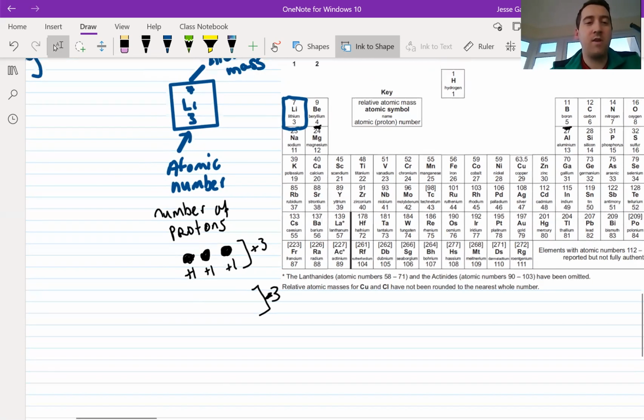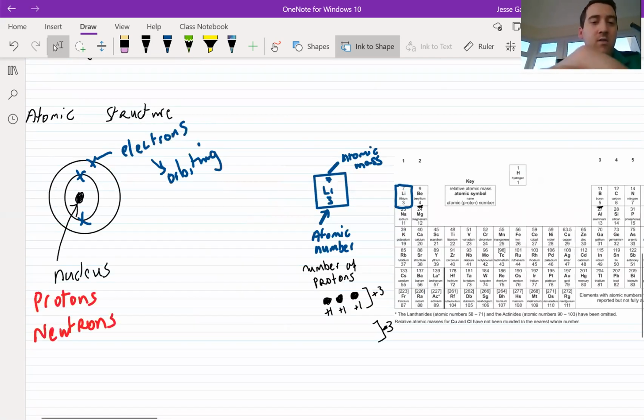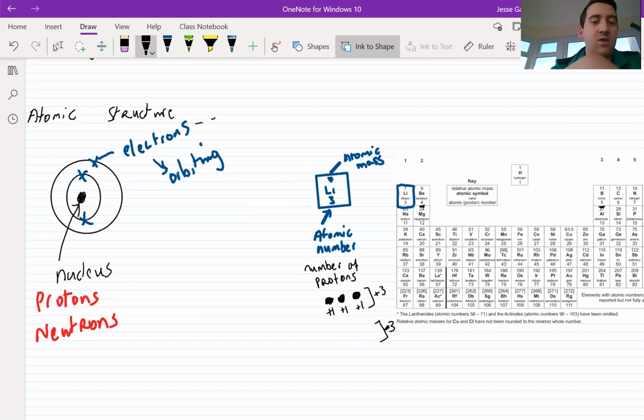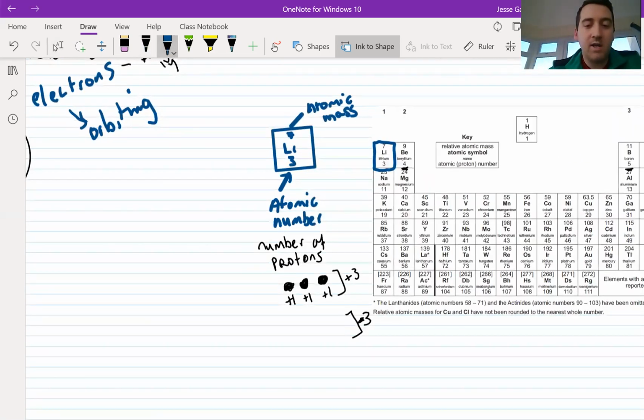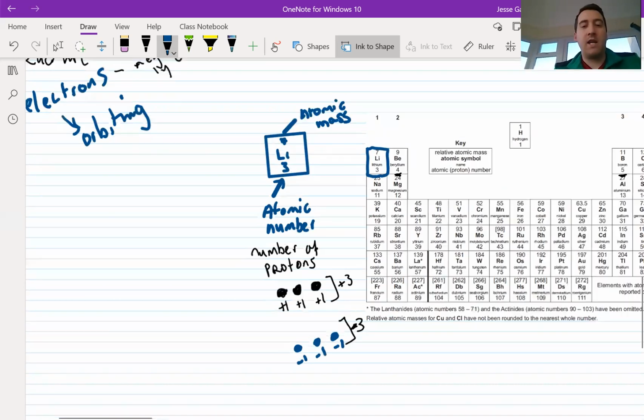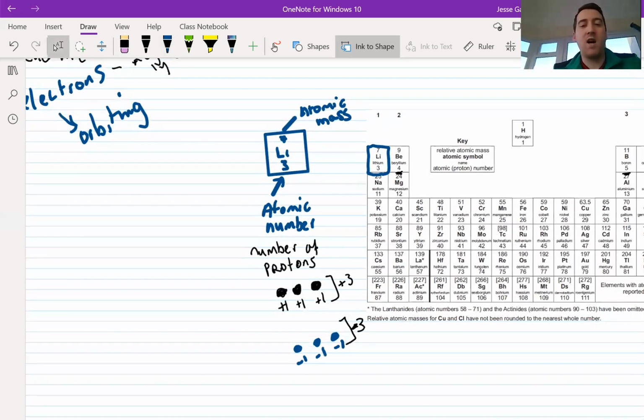So where do these come from? Well, these come from the electrons. So electrons are negatively charged. And each electron has a -1 charge. So that means if I've got a -3 charge, I have to have 1, 2, 3 electrons. -1, -1, -1. So the atomic number lets me work out the number of protons. When I've got an atom, that means the number of electrons has to be equal to this. So if I've got 3 protons, I must have 3 electrons.